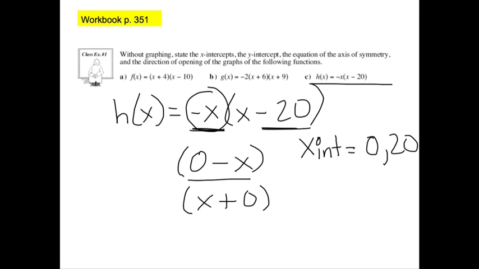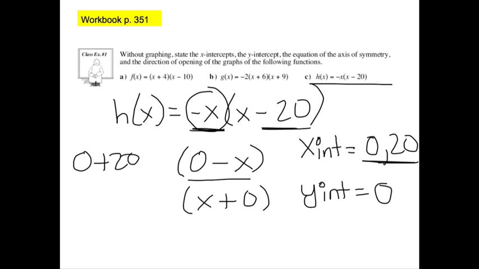So you have your y-intercept. Well, considering you got a 0 here, we know here that our y-intercept is also going to be 0 because you're going to be multiplying all those things together. Your axis of symmetry, well, you're going to take 0 plus 20 and then divide that by 2. So that is going to give you an axis of symmetry equation of x is equal to 10. And is it opening up or down? Well, this is negative, so I would say it's going to be opening down.